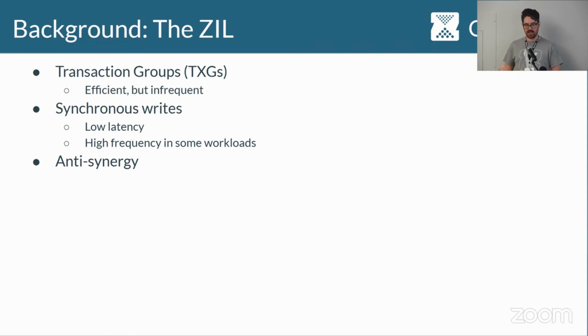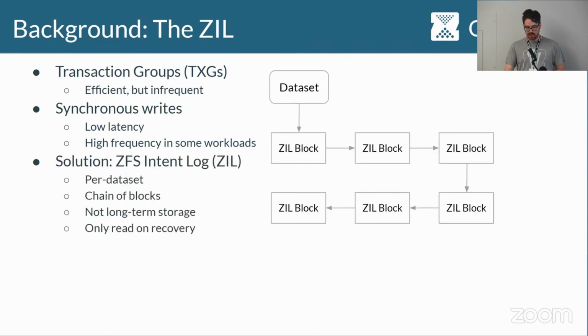These are very commonly used in certain workloads. For example, databases use a lot of synchronous writes because they need their consistency guarantees to be met. And in order for that to happen, they need to actually know when the data is persisted on disk. And so there's sort of an anti-synergy between these two things, right? You want these very low latency synchronous writes, but at the same time, you want transaction groups to be big so that you can be efficient and sync out lots of data at the same time. And so ZFS's solution to this problem is the ZIL, or the ZFS intent log.